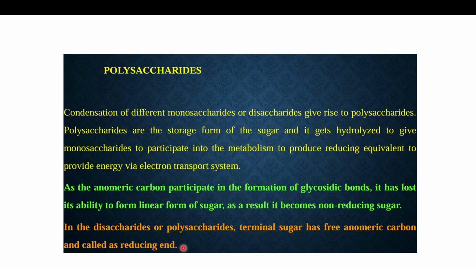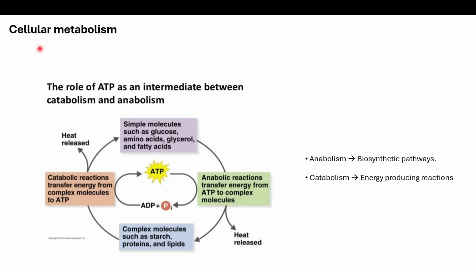Okay. Now, when we talk about cellular metabolism, the role of ATP is as an intermediate between catabolism and anabolism. So, catabolism is catalytic pathways which eventually break down molecules to produce energy. Catabolism is energy producing reactions, whereas anabolism is biosynthetic pathways which actually utilize ATP or energy to give rise to complex biomolecules. Or synthetic pathways, basically to synthesize some kind of biomolecule, or in general synthesize components in the cell. Okay.